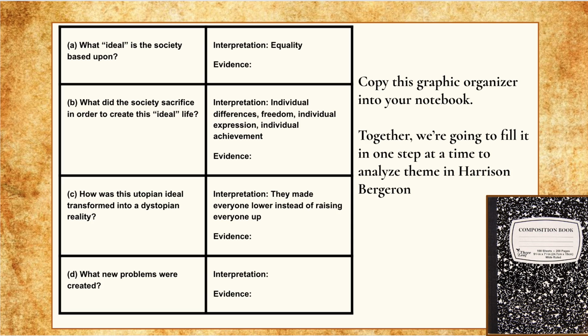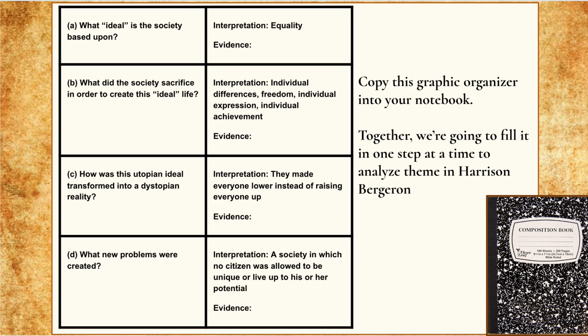They made everyone lower instead of raising everyone up. If they had said, let's find a way to take all the bad stuff out and make everybody great, then we'd have our utopia. But instead, they found a way to take all the great stuff out and bring it all down. And so now we have a dystopia. They decided that equality meant that nobody feels bad about themselves and that everybody is exactly the same. That is what they chose equality to mean. And it became a pretty miserable place to live as a result.